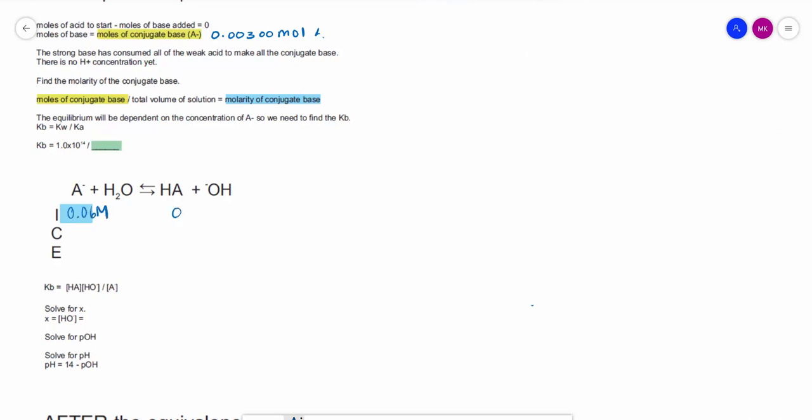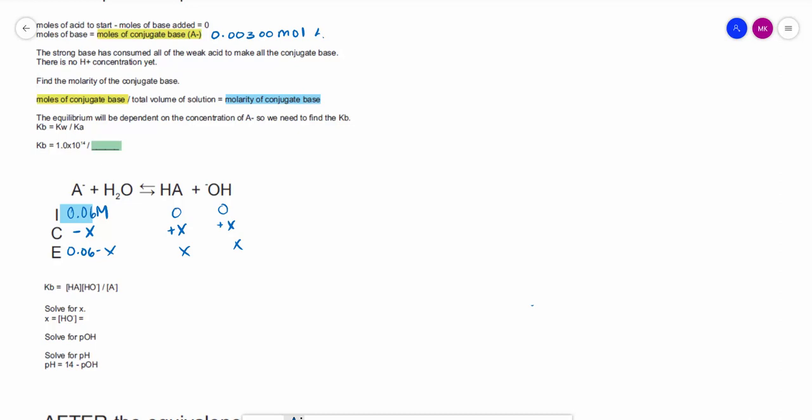I have no HA and I have no OH minus. So now I need to create this equilibrium, and I'm going to change it by some value. That value is X. I'm going to subtract it from the reactant side, and I'm going to add it to the product side. But this time I'm going to be governed by a KB, not a KA.